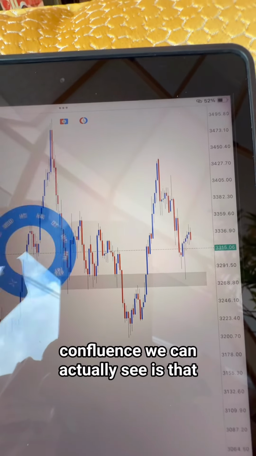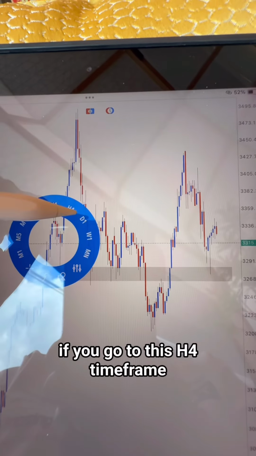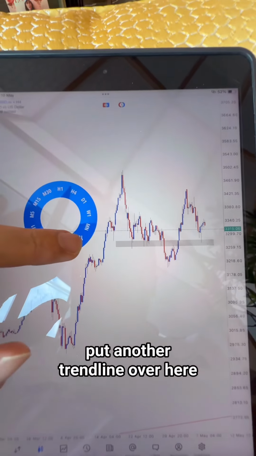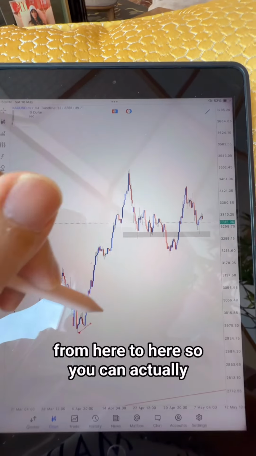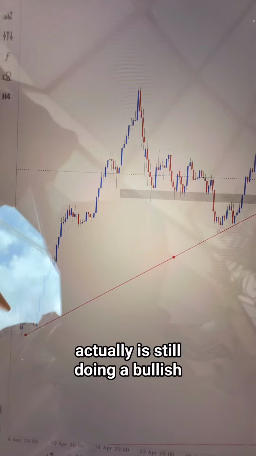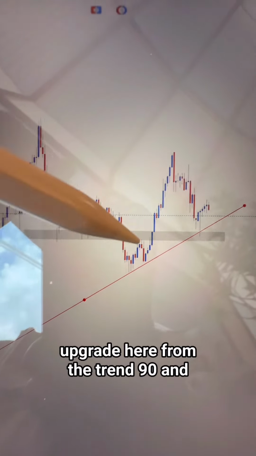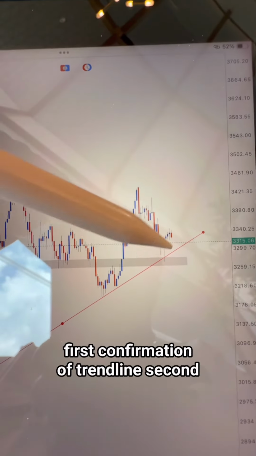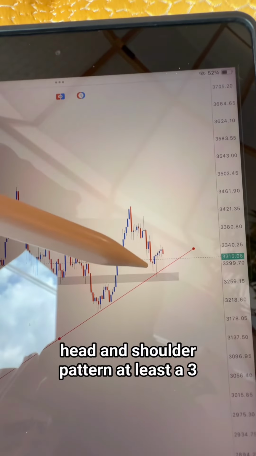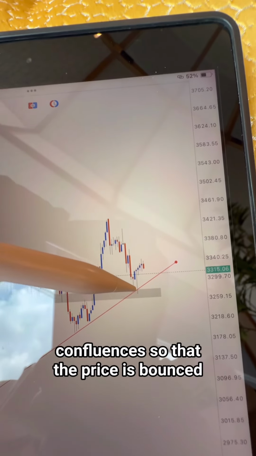Another confluence we can see on this H4 time frame is that if we put another trend line from here to here, you can clearly see the price is still doing a bullish uptrend from the trend line. First, we have a confirmation of the trend line. Second, we have S&R, support become resistance and now become support, and also a head and shoulder pattern. We have at least three confluences, so the price bounced from here.